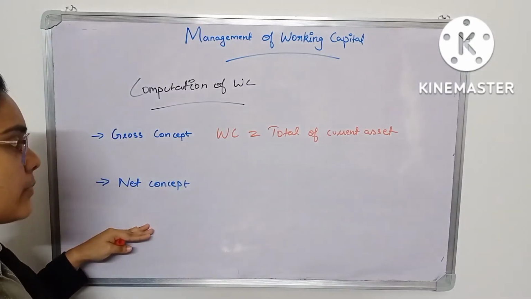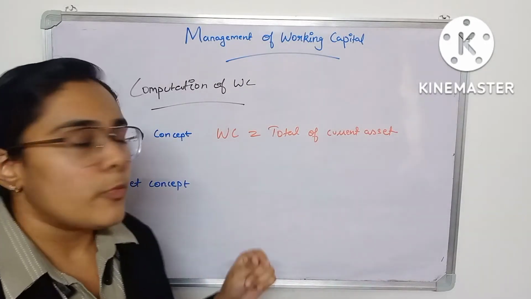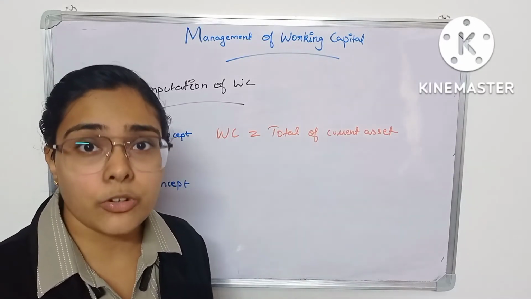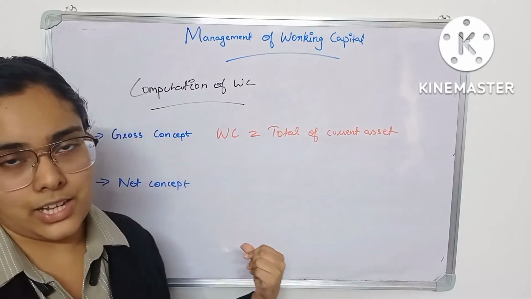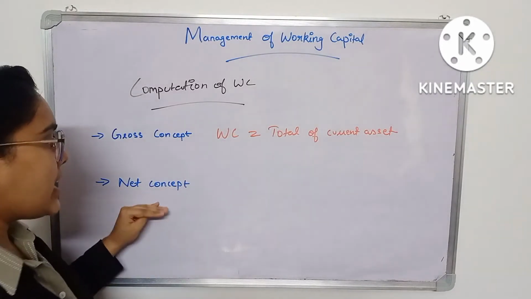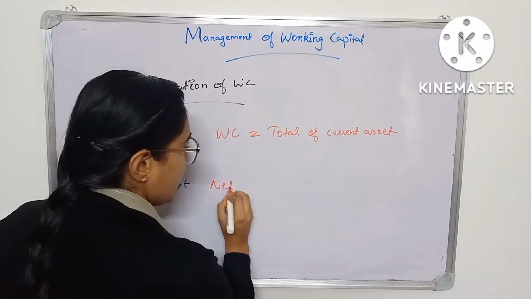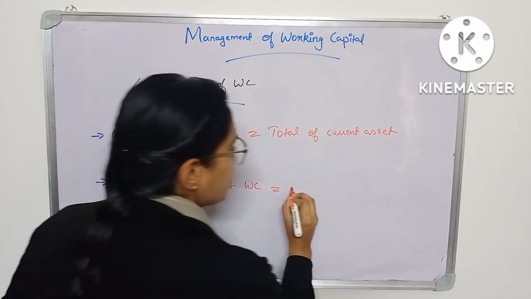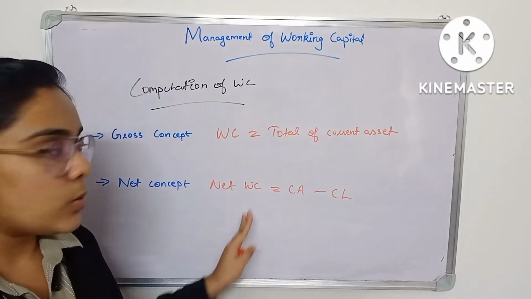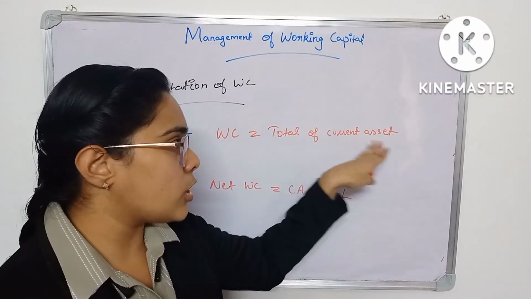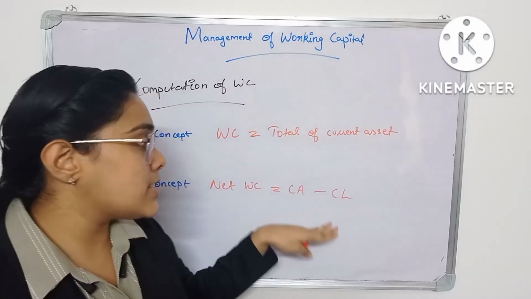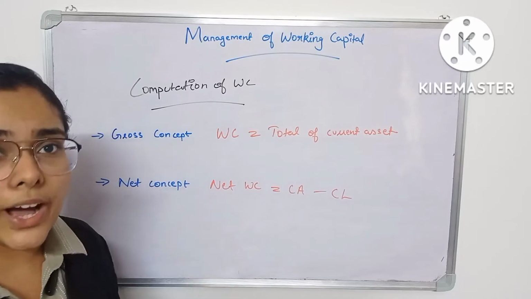Now coming to net concept, you know what the difference between gross and net is. To get a gross amount, you add up all the things that are available to you, and to calculate the net amount, you have to deduct something from the gross amount calculated. The same procedure applies here also. That is, net working capital is equal to current assets minus current liabilities. First you take the total of current assets, then the total of current liabilities, and you deduct the same from current assets to get net working capital.